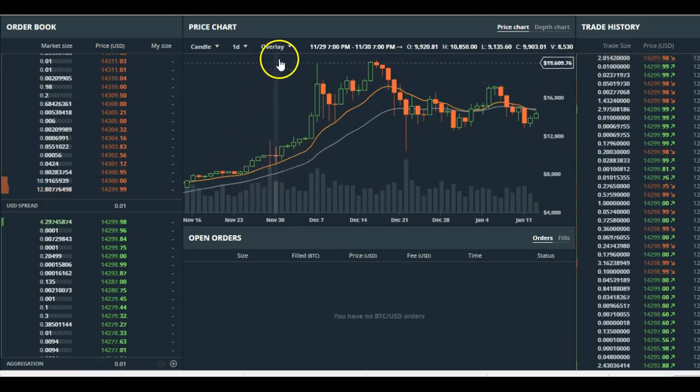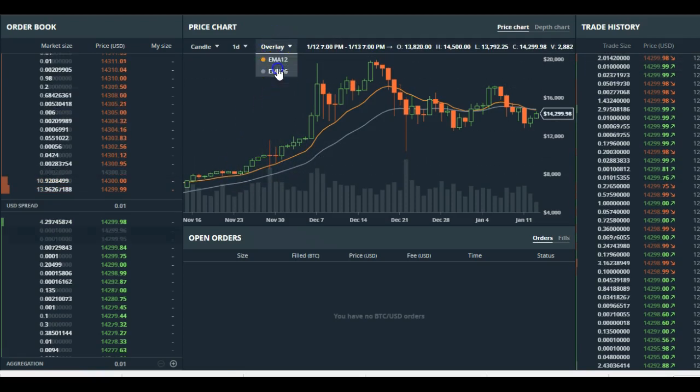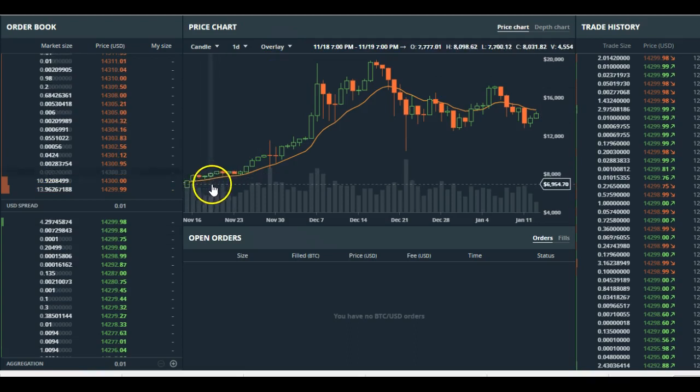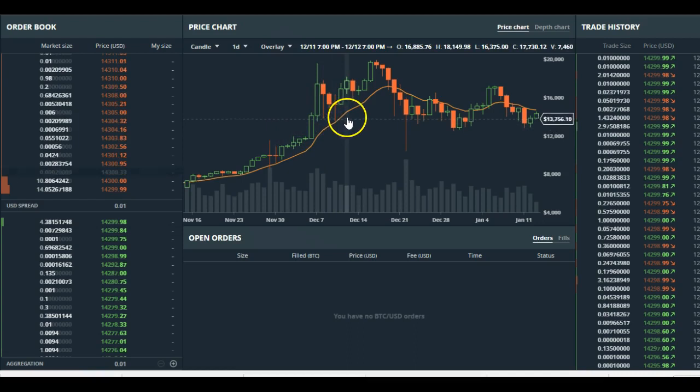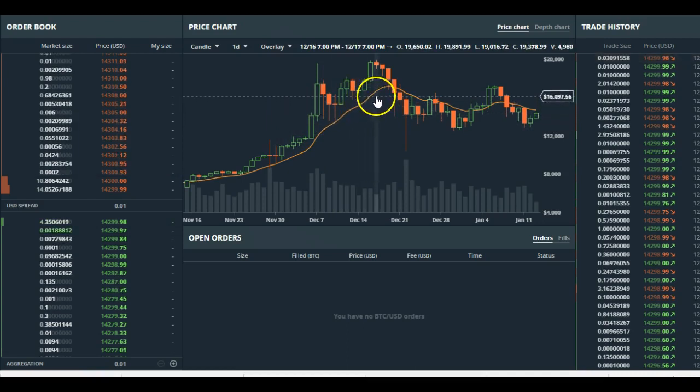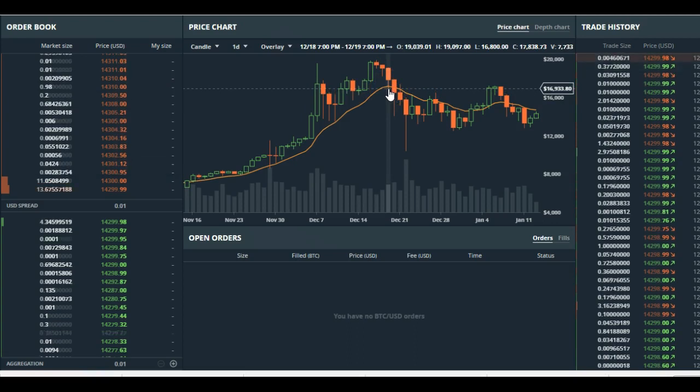So in this case, I would only be trading off of this 12 period EMA, and I would set my stop loss just below this 12 period EMA, and that'll keep me safe all the way through this big bullish run in 2017. And right along in here I would get stopped out.